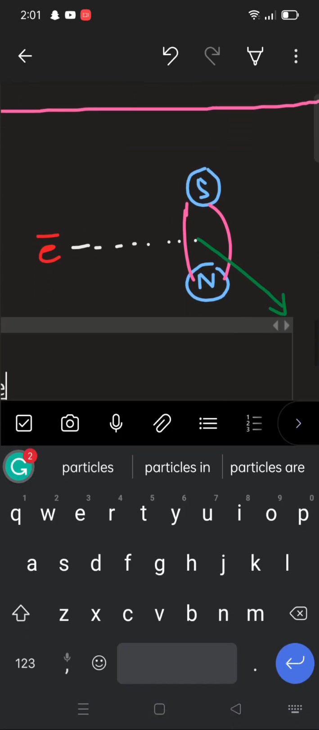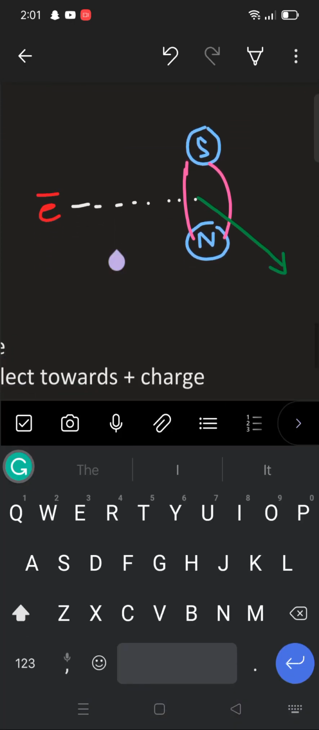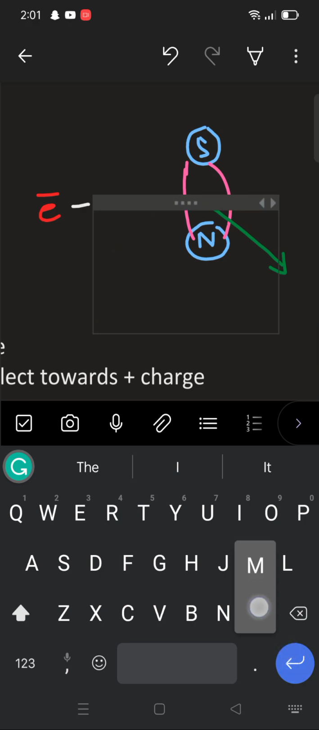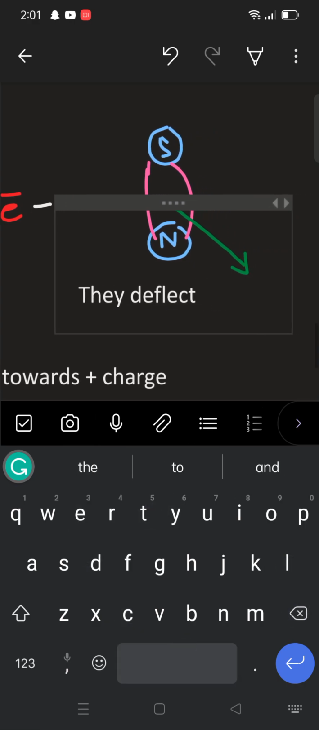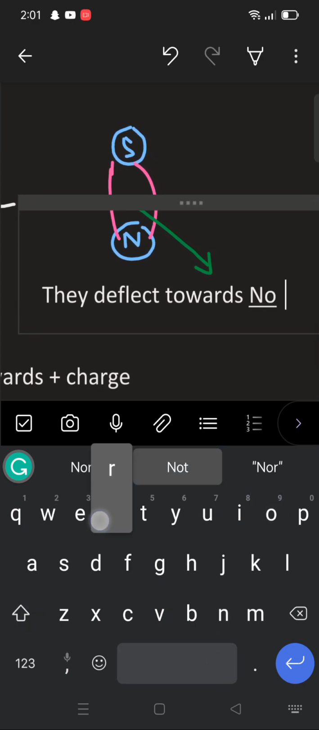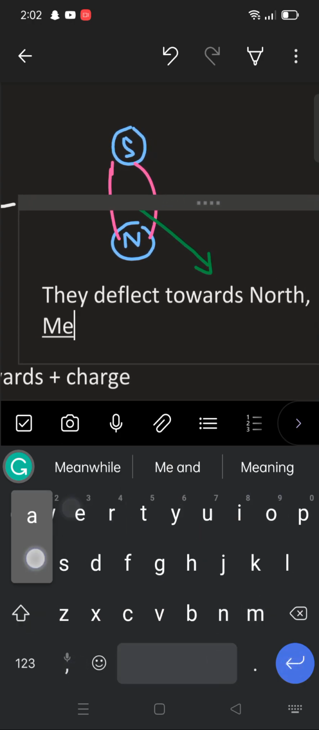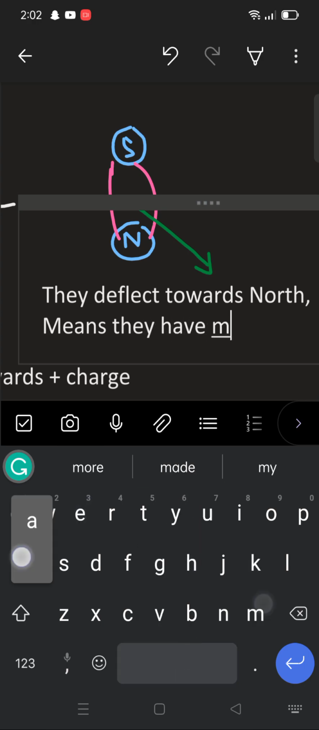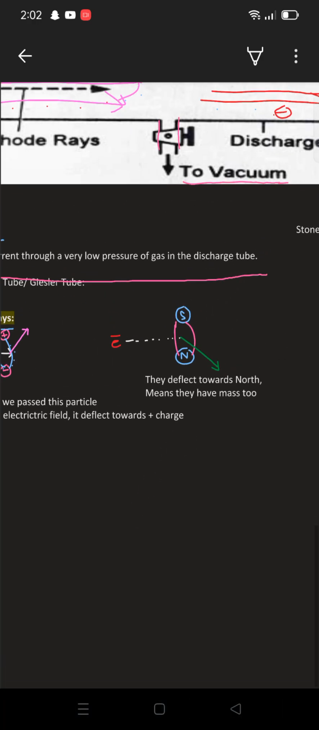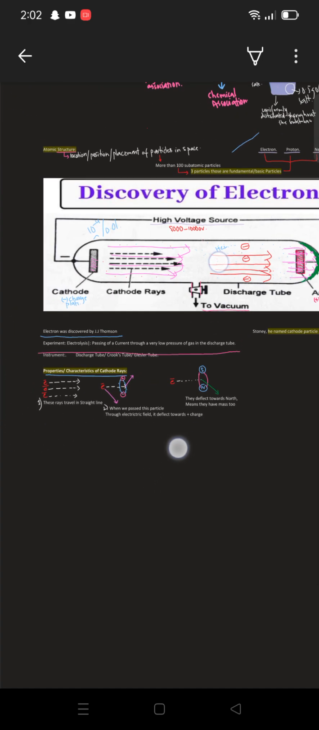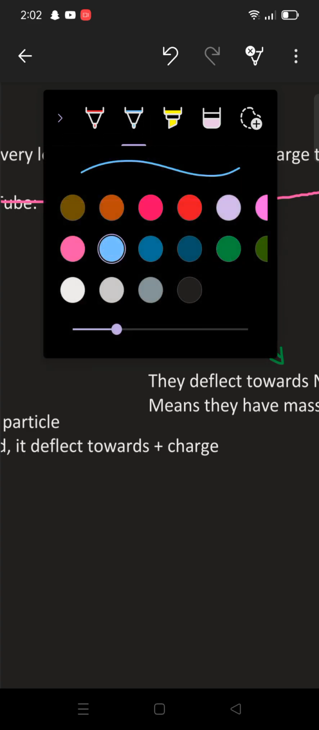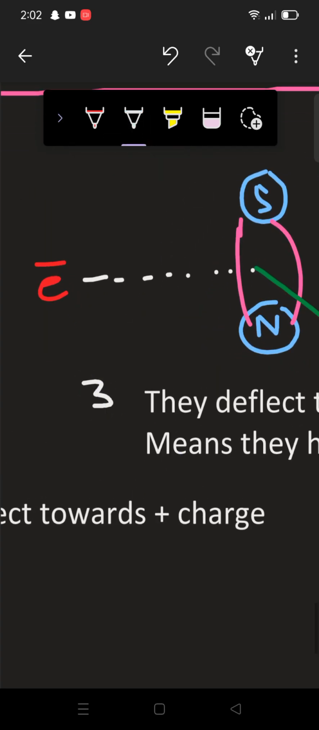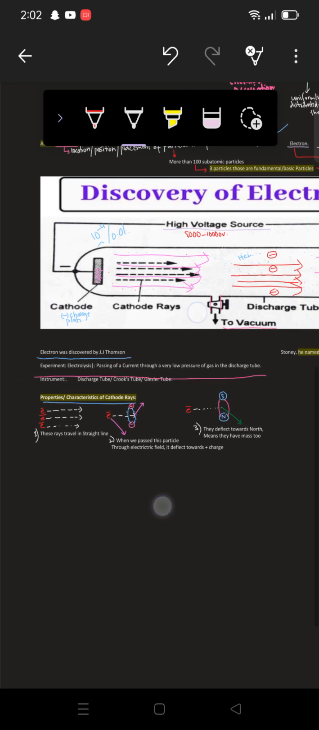So I'm going to write here: they deflect towards north, which means they have mass too. When we pass this electron through the magnetic field, they deflect towards the north side, and here we got to know that this particle has mass too. So this was our third property, which means they have mass too.